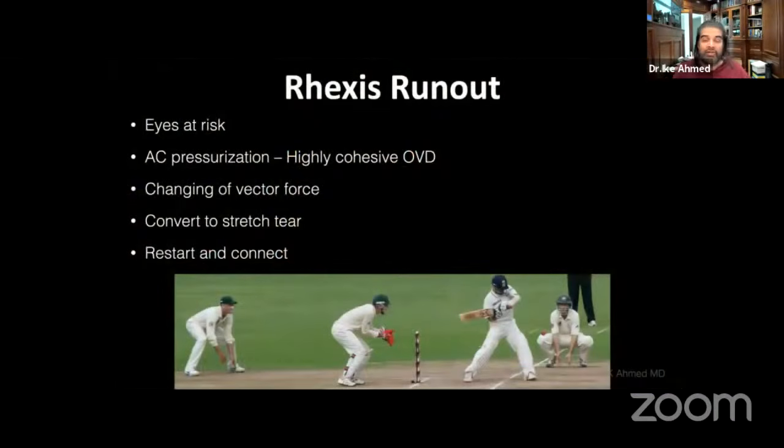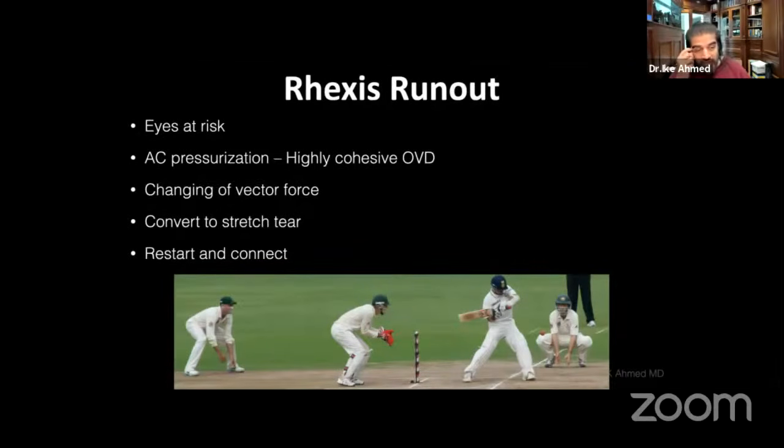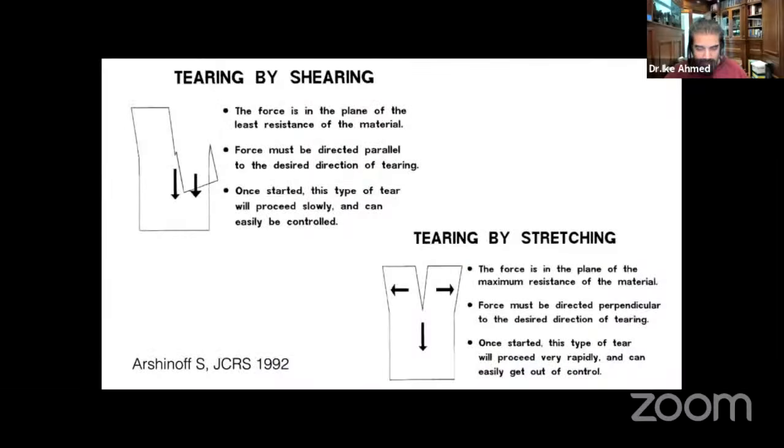Well, the rexis runout, of course, is something we all have to be mindful of. There are certain eyes at risk. Small eyes, of course, are one of the risk factors as well. We want to make sure we pressurize the eye very well in these cases. We need to change the vector force, and we need to be comfortable to convert to a stretching tear. In some cases, we have to actually restart the rexis and reconnect it if it really runs out. Again, the principle here is converting from a shearing to a stretching technique.